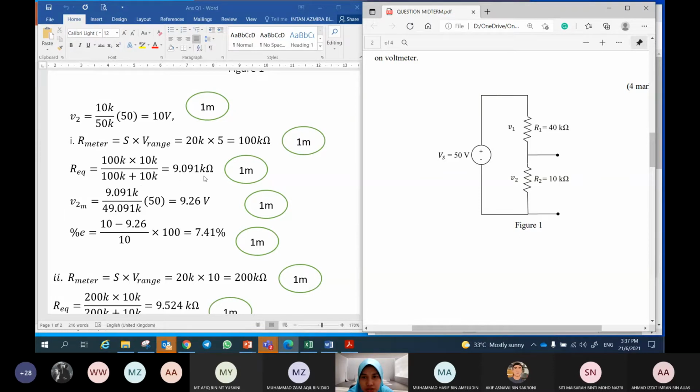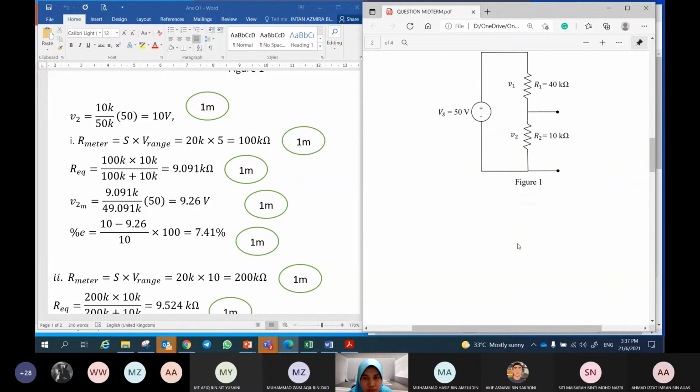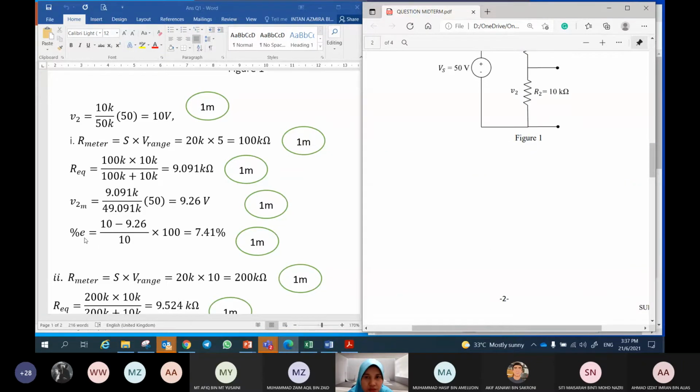So now we calculate the V measured across R2. We take the new R equivalent divided by the summation of 40 and 9.09, multiplied by the voltage source, we get 9.26. This is the measured voltage across R2 by using the first voltmeter range. Okay, and we can calculate the percentage of error. Any question up to here? Can you understand?